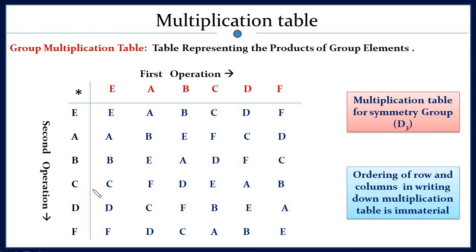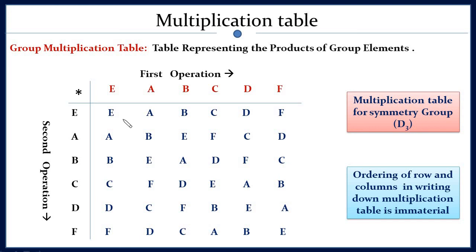One point to note here is that the ordering of rows and columns in writing down the multiplication table is immaterial. That is, if you wish, you can write B here, A here, and then find the multiplication table accordingly. So the ordering of A, B, C, D is immaterial. If you want, you can write E, C, D, A, B, whatever you want. Another point: if you look at this multiplication table carefully, you will find that no element appears twice in a row or in a column, right? Each element in a row is unique and each element in a column is unique.